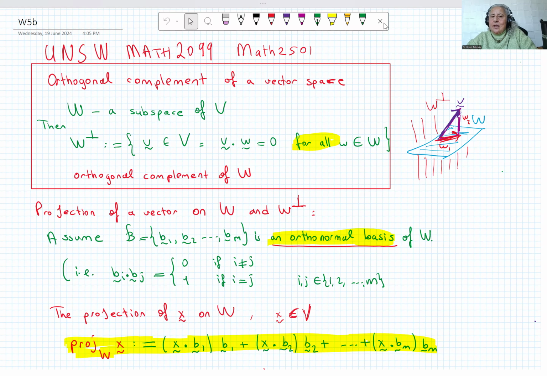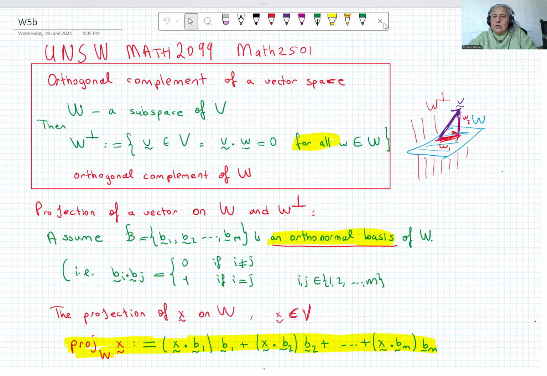Hello, everybody. In this video, I'm going to go through how to solve a projection of a vector on a subspace and its complement of the subspace. This is related to the linear algebra course in mathematics, specifically Math2099 to 501 at University of UNSW.